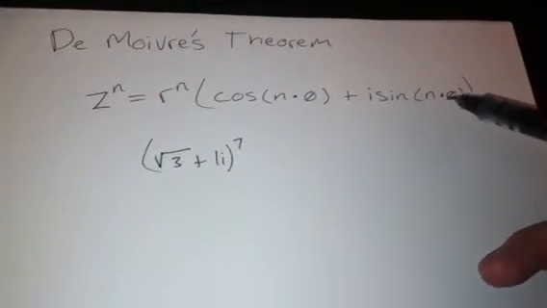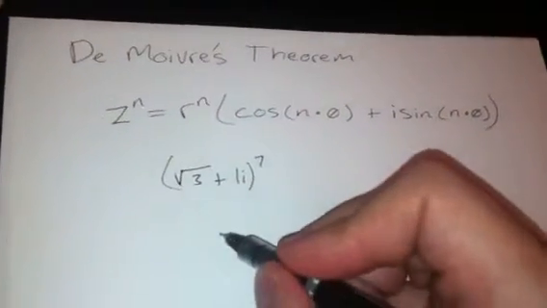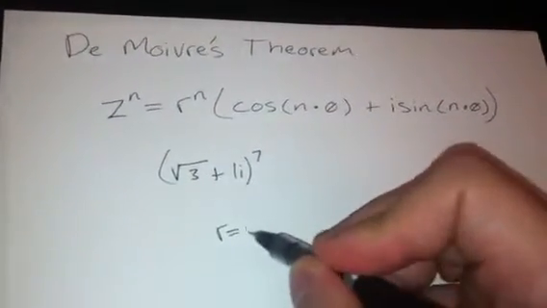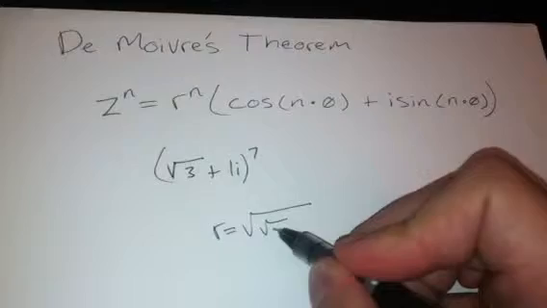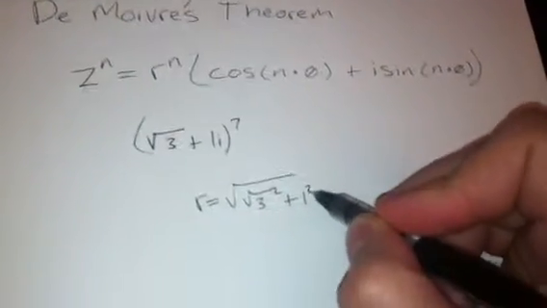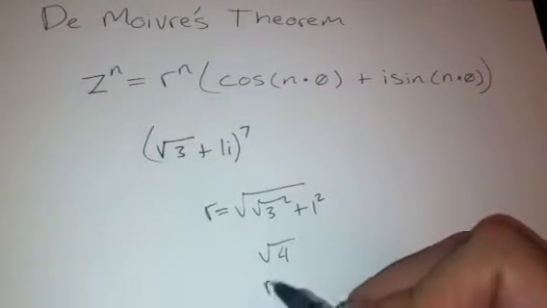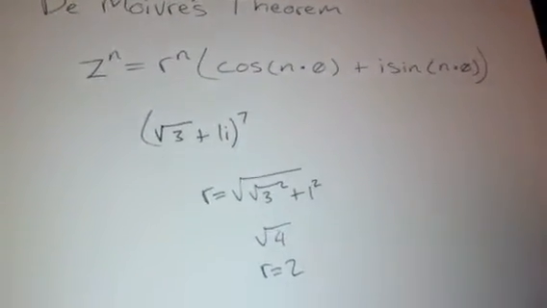And then we need to find our theta and our r. So to find our r, we'll start with r equals square root of 3 squared plus 1 squared, which gives us square root of 4, r equals 2.